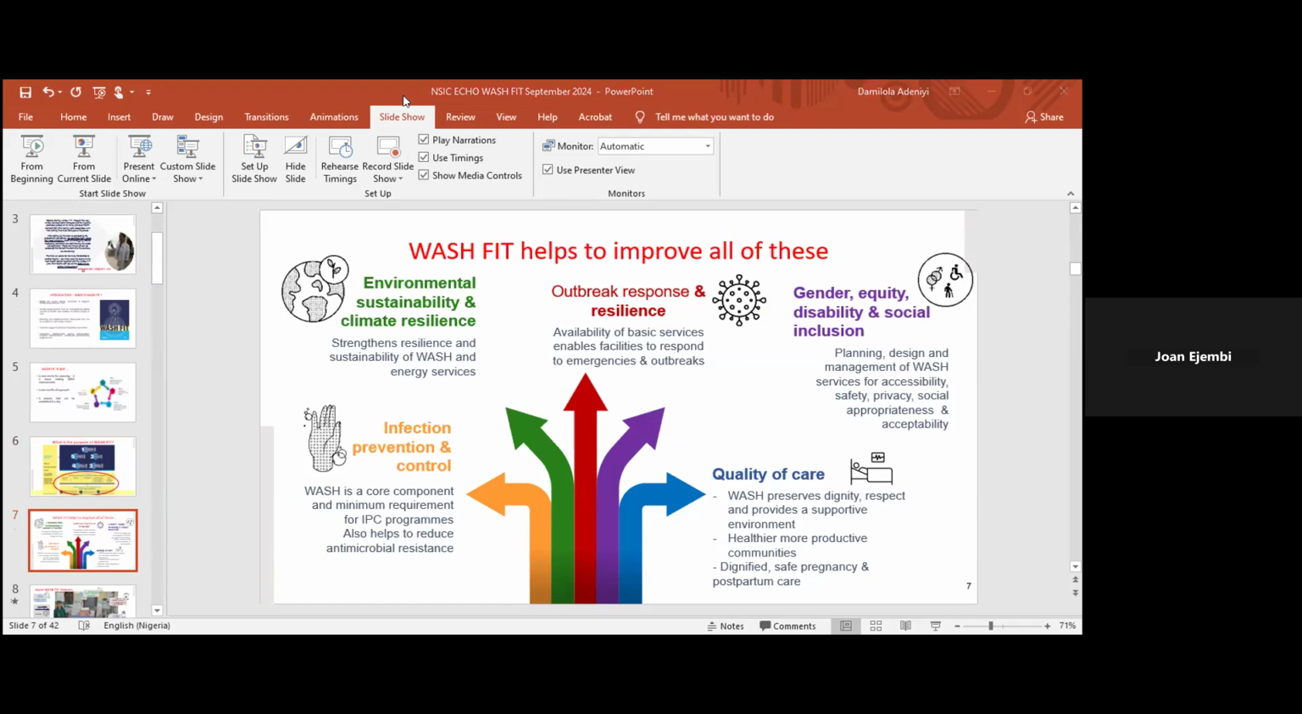I think I can see, was there a hand I saw up? So we can take questions from participants. Did somebody have a hand up?